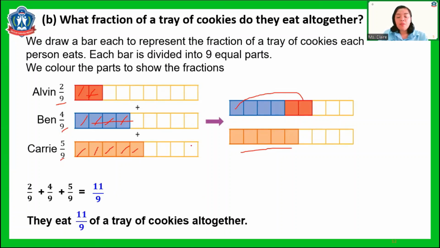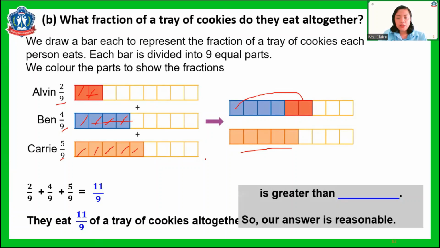Okay, so this is how to add. Remember, they have the same denominators, so it's easy to add our fractions. Okay, 11/9 is greater than one whole. So our answer is reasonable, right? Remember how to make one whole? If the numerator and the denominator are equal, that is one whole. Since our numerator is 11, it's more than one whole.